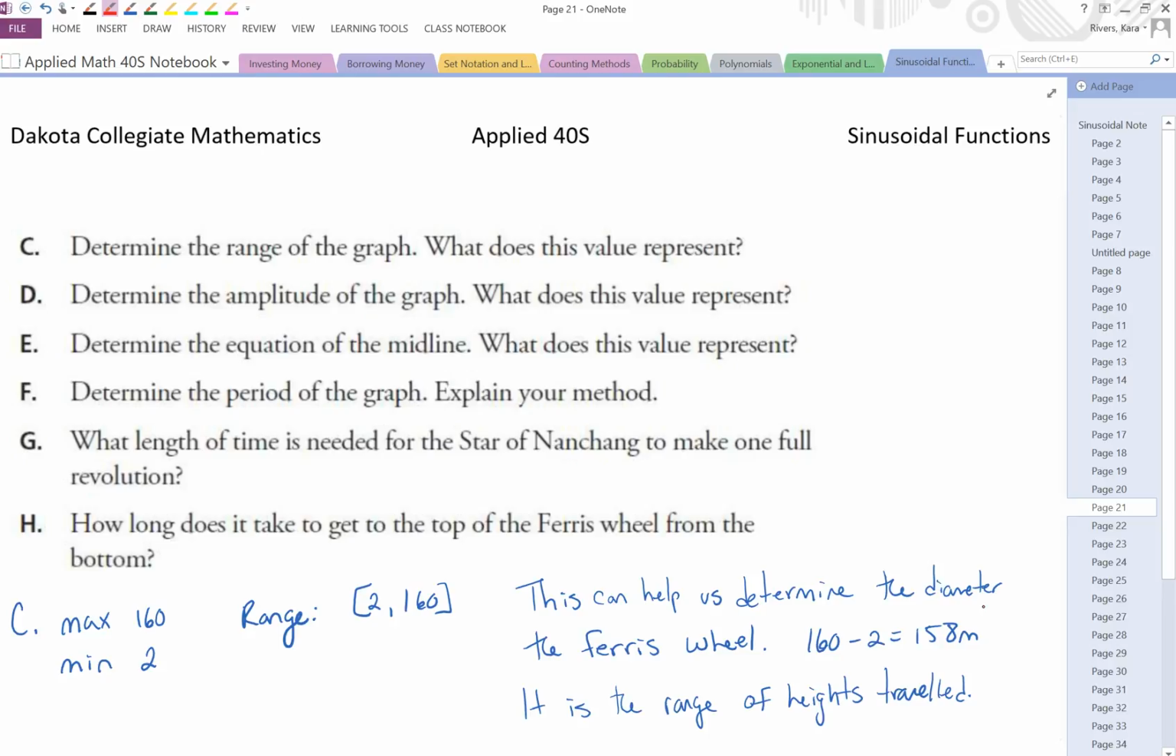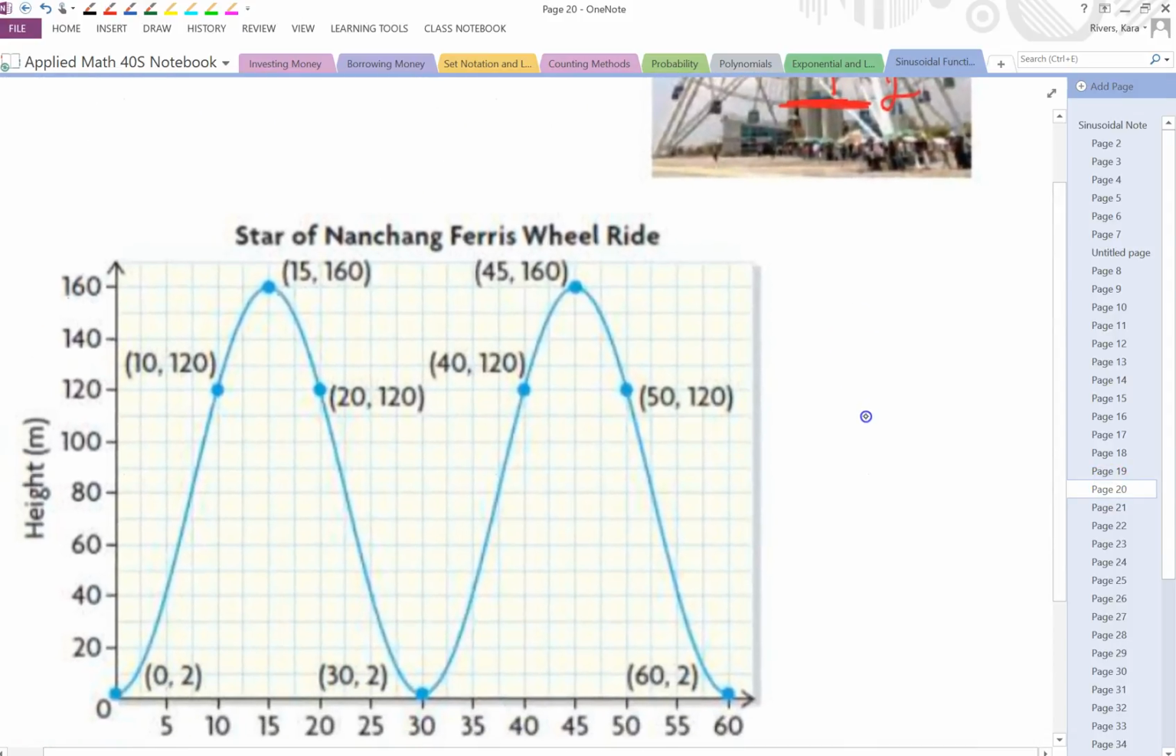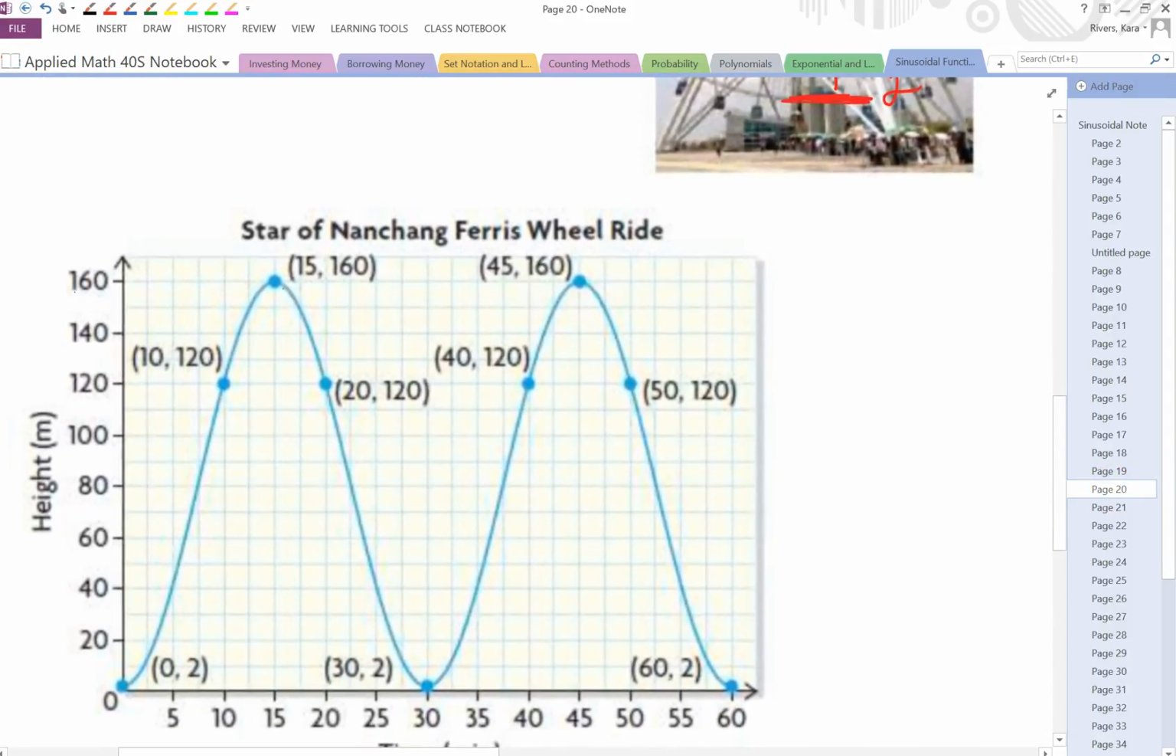D says determine the amplitude of the graph. What does this value represent? Well, let's go back again. The amplitude would be represented by the difference between the midline and the maximum, or the midline and the minimum. Well, the amplitude, it's very difficult to calculate without the midline, but we actually can do that. The formula that we can use to calculate the amplitude would be our maximum value minus our minimum value divided by 2.